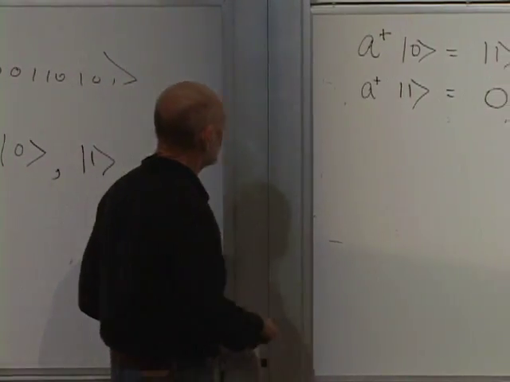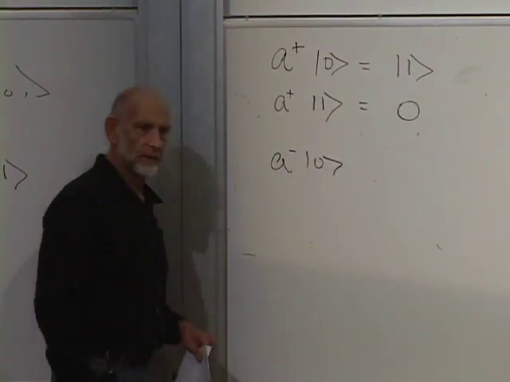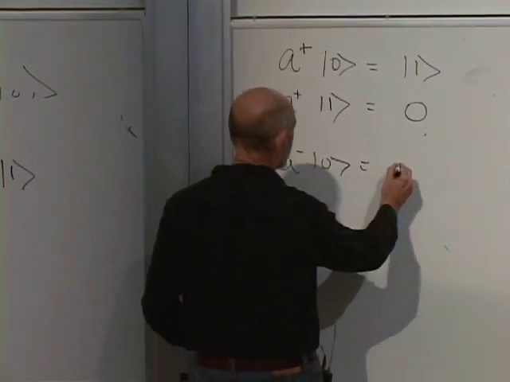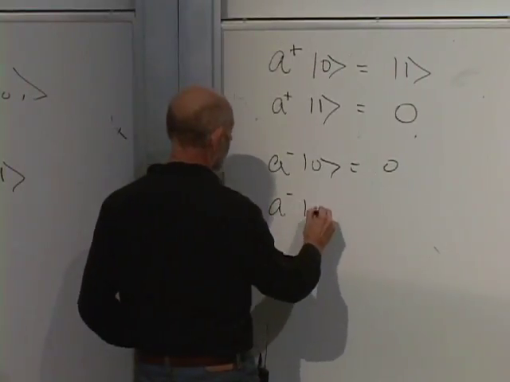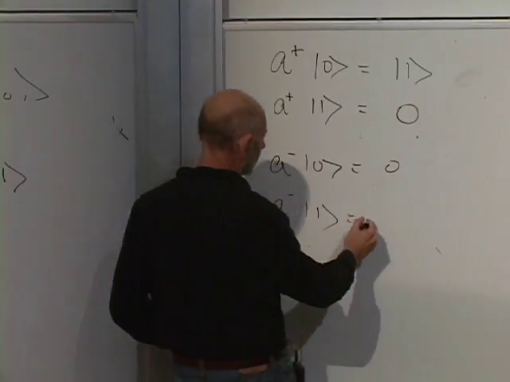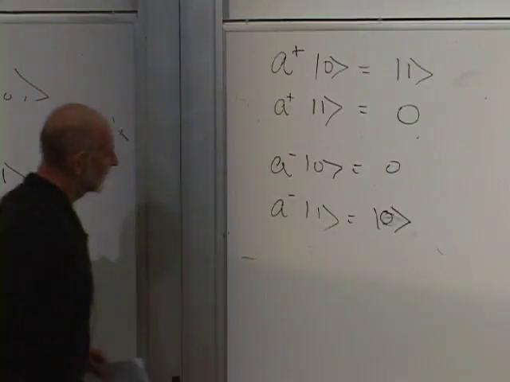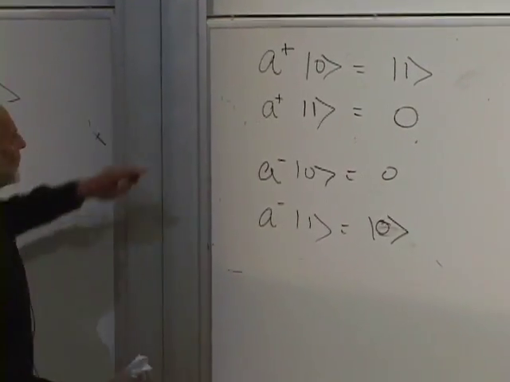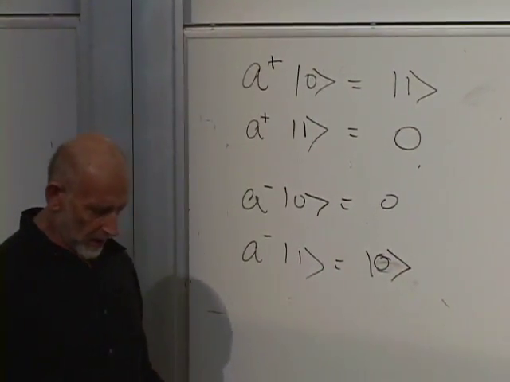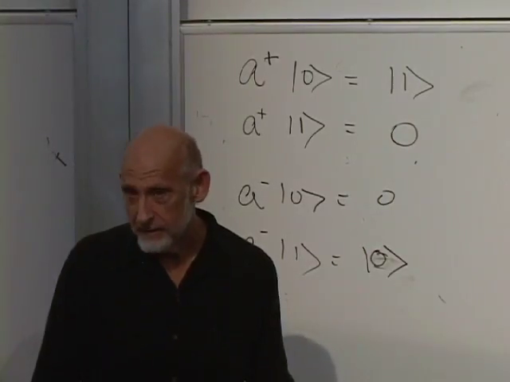Okay, let's see if we can make some more guesses. What about a minus on the state with no particles? Well, you can't take away that which is not there. But what about a minus on the state with one particle? No particles. All right, so these operators do what they do. Just to clarify, the zero there means that doesn't happen, you can't do that. Yeah.